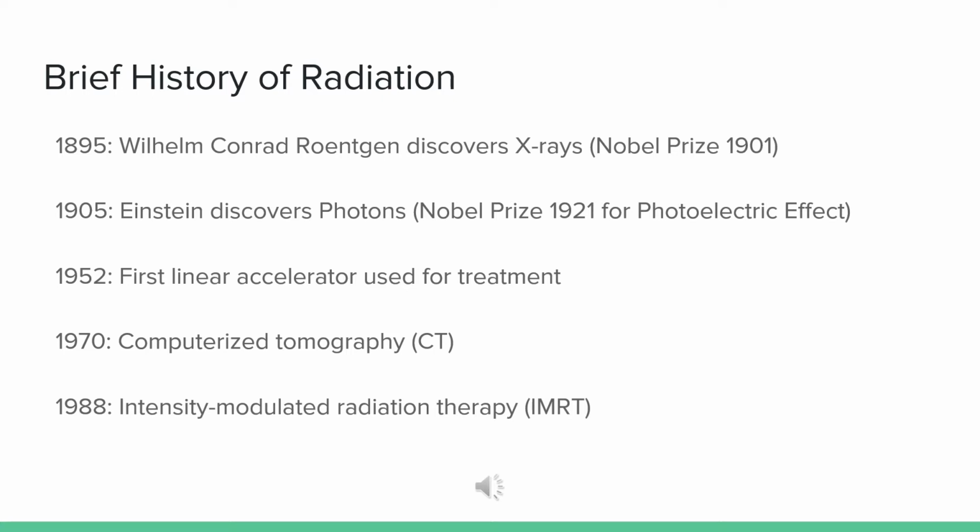And in the not-too-distant future, in 1988, intensity-modulated radiation therapy was performed, which is the same as CRT, but the intensity of the beams is adjustable. This allows for control in decreasing the radiation to normal tissue while delivering a high dose to cancer cells.